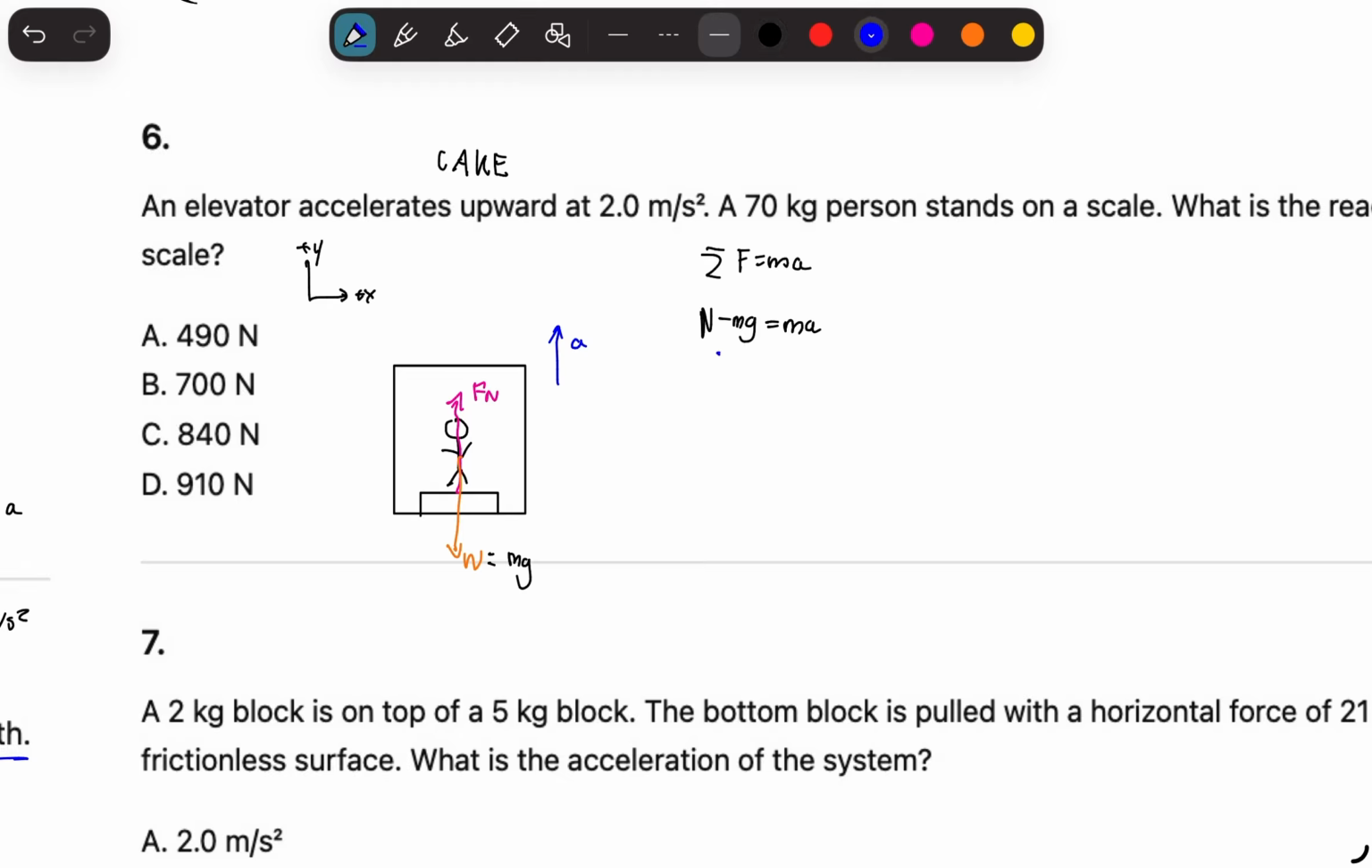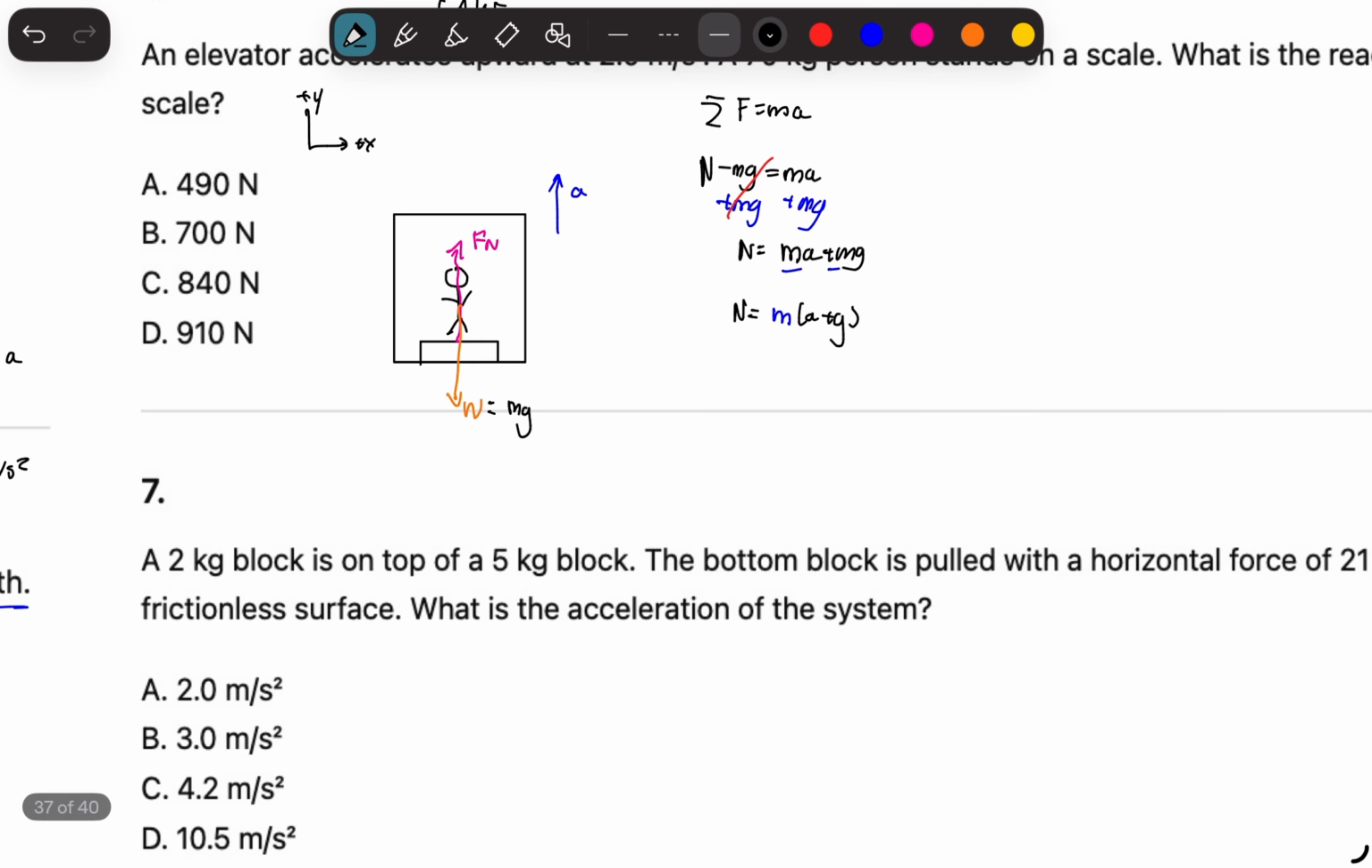So here, you could just add mg to both sides. So this is equal to ma plus mg. But then here, you see you have two m's, so you could factor that m out. That's equal to a plus g. So now all you have to do is just plug in your values.